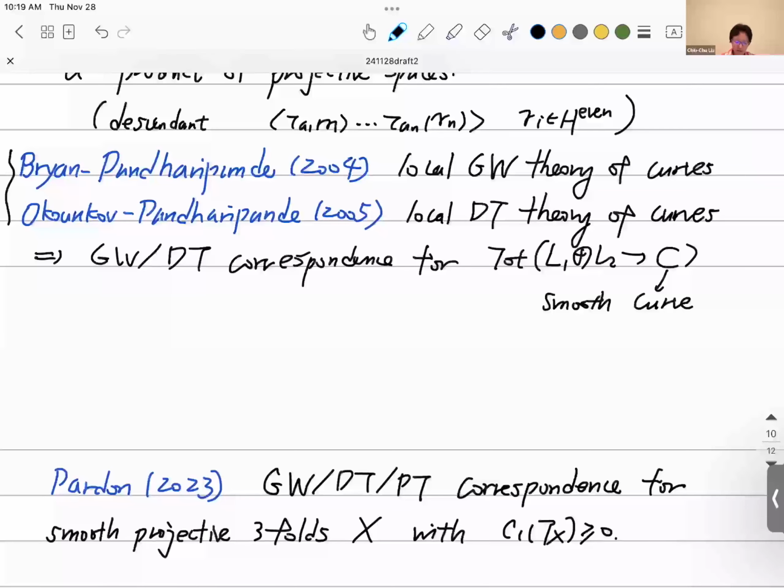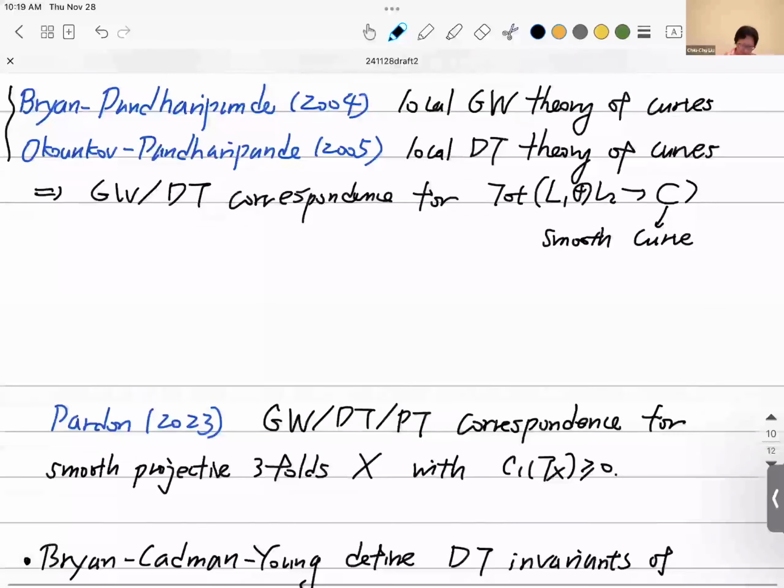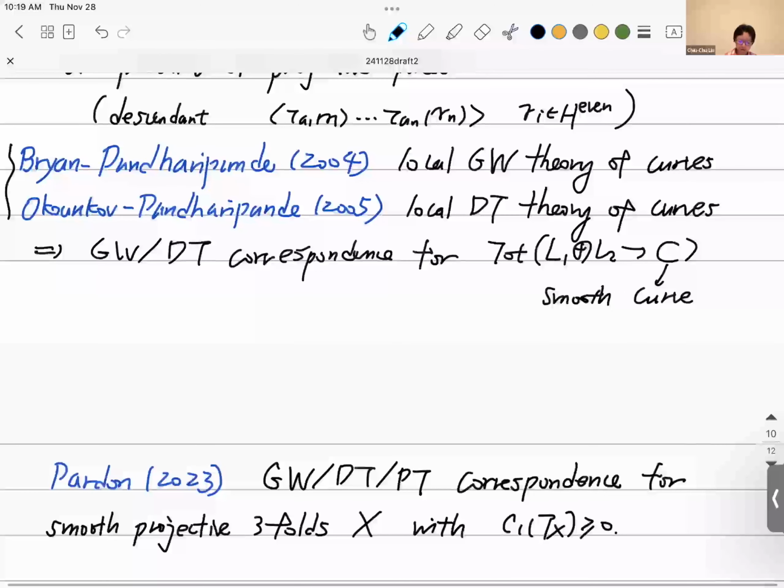Okay, I guess that answers the question. So next I want to mention that the Gromov-Witten/DT correspondence, thanks to Pardon, has now been proved in great generality. So how about the orbifold case? You see, there is something very special about complex dimension 3. I guess from the physics point of view, complex dimension 3 is also very special.